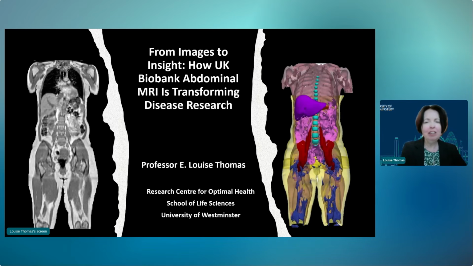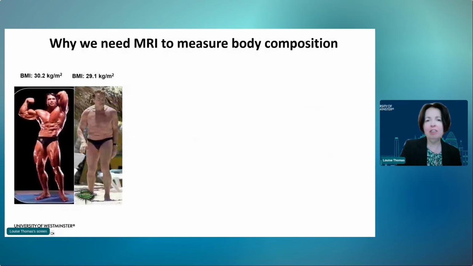So I'm going to be telling you a little bit about what we're doing with the abdominal MRI images. That is the neck to knee acquisition and some of the work we've been doing on this at the University of Westminster. Now, lots of people might say, why bother using something as expensive as MRI for looking at body composition? In fact, most big studies, genetic studies still rely on things like body mass index, the BMI, or the waist circumference. But on an individual level, this doesn't really tell you anything useful about body composition.